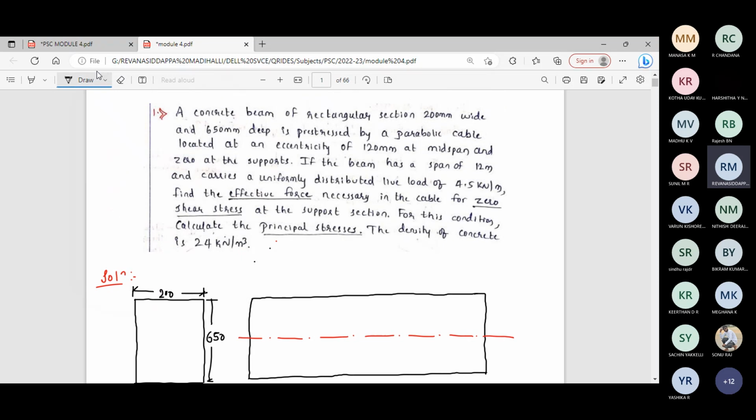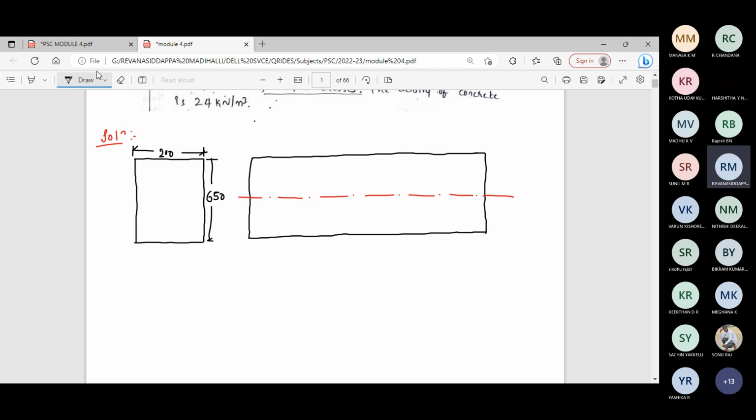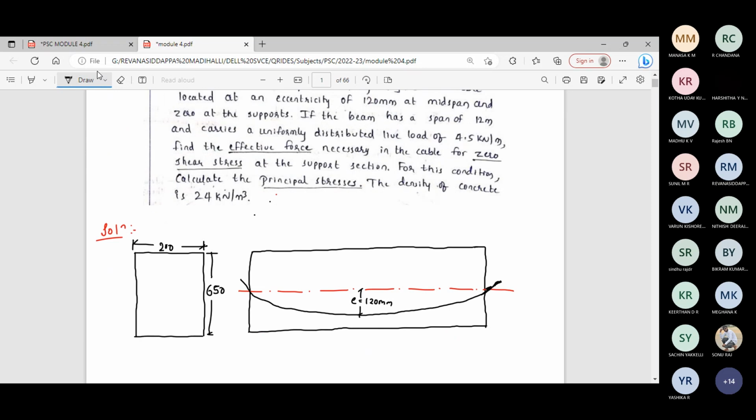So what is the profile of the cable explained here? He says that the parabolic cable is located at an eccentricity of 120 mm at the midspan and 0 at the supports. The cable eccentricity is 0 at the supports and 120 mm at the midspan. e is equal to 120 mm.